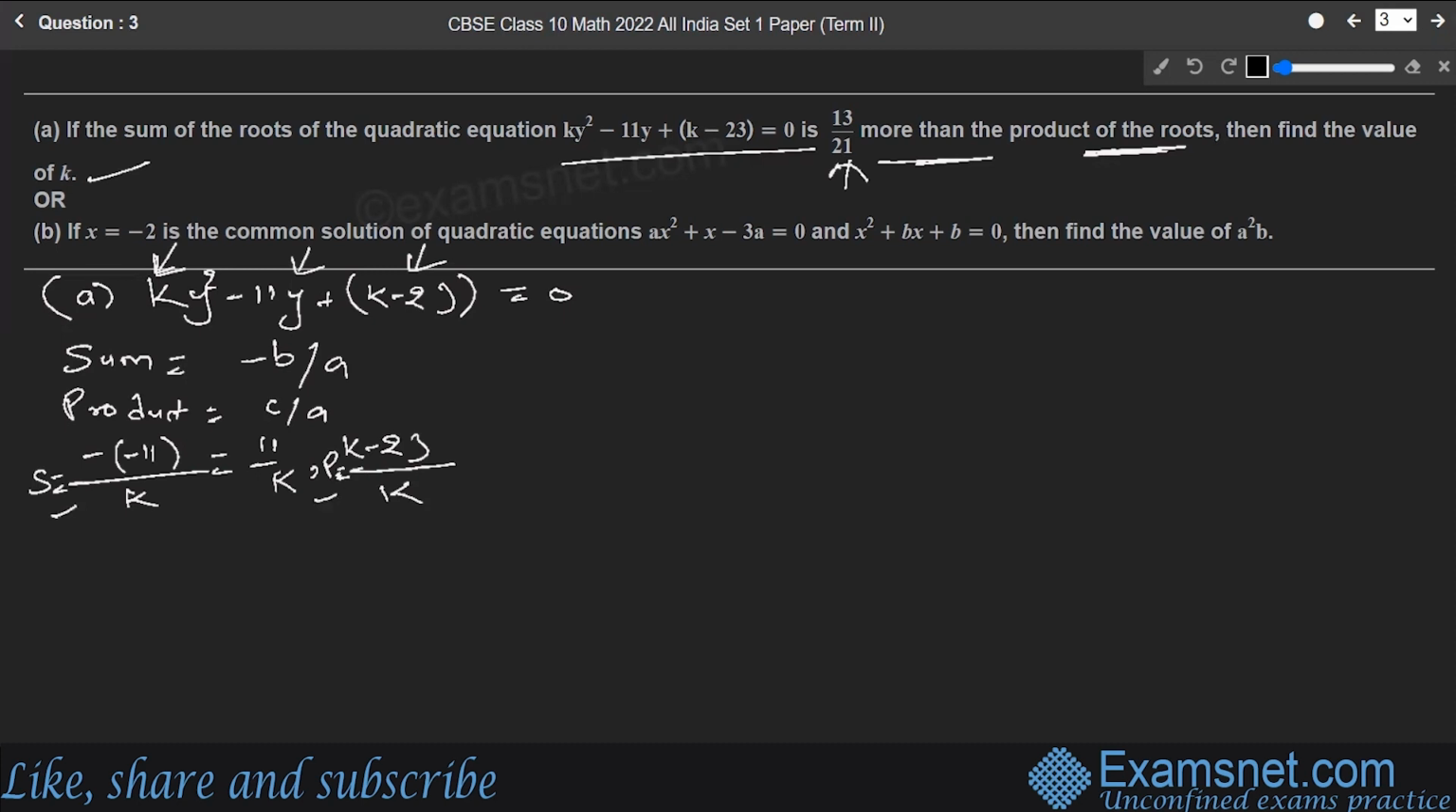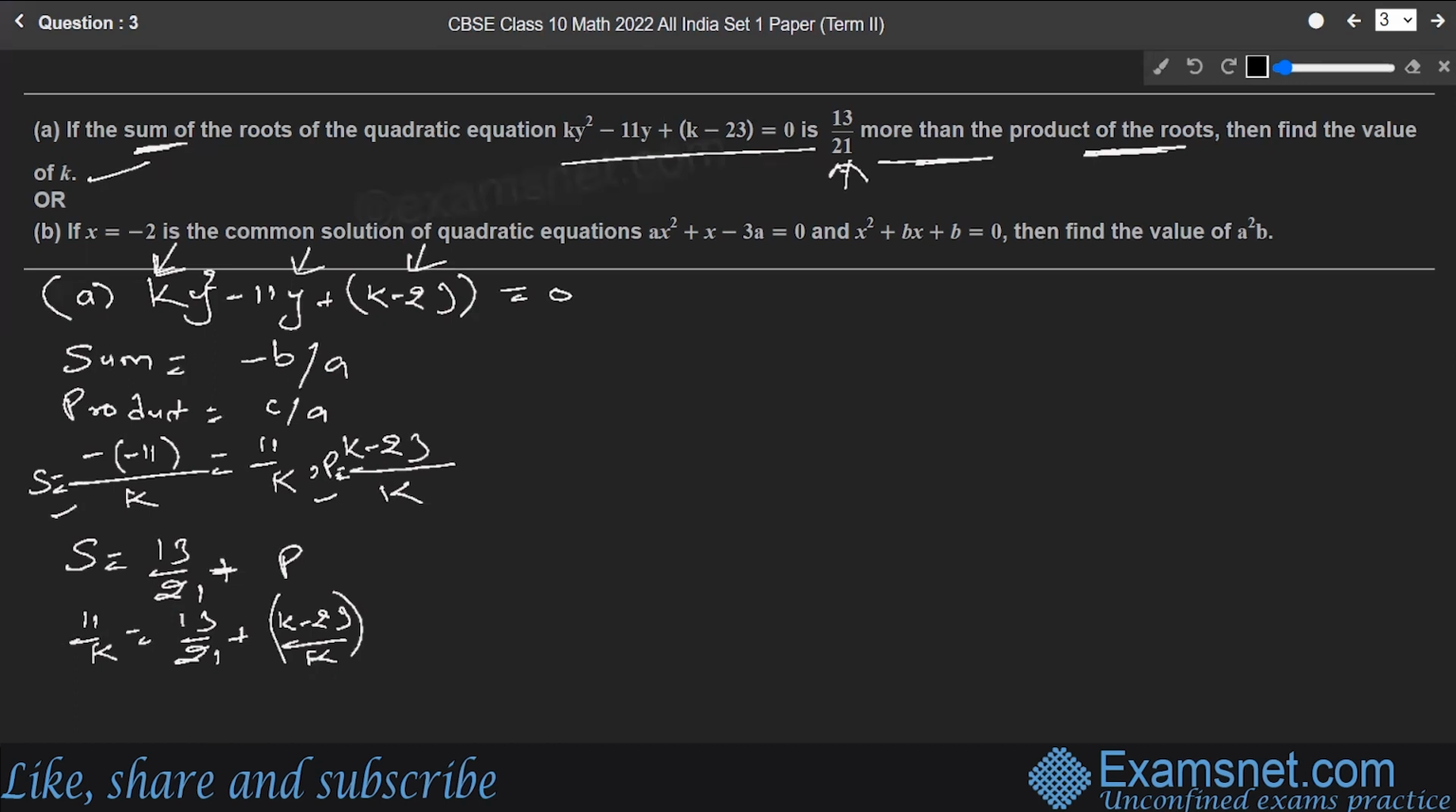Now what is the connection between sum and product that is given? He's saying the sum of the roots is 13 by 21 more than the product of the roots. So we can write sum of the roots is 13 by 21 plus product of roots. So let us put the sum and the product value in this equation. What we get is 11 by k is equal to 13 by 21 plus k minus 23 by k. This is the product and this is the sum.